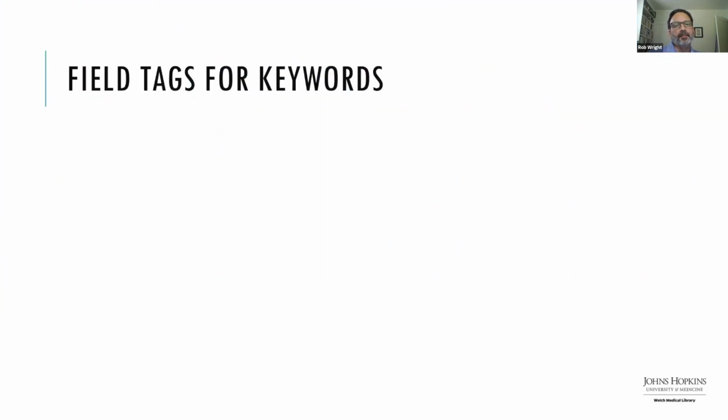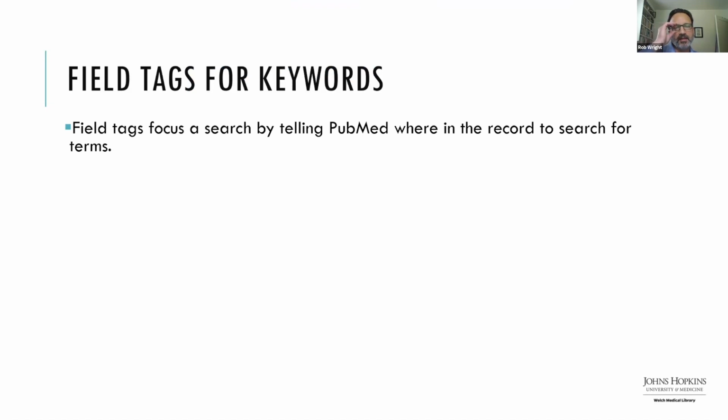So I mentioned field tags already, but I didn't really define them. They're essentially just shorthand for telling PubMed where in the PubMed record you want to search for terms. And this is important. You can put in a completely unstructured search in PubMed, say just a few terms without any quotes or any field tags or even any Boolean operators, and PubMed will take that and try to figure out what you want to do with it.